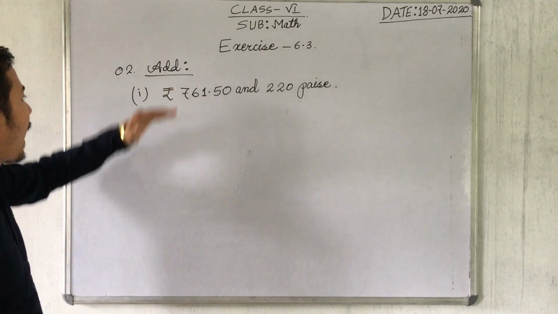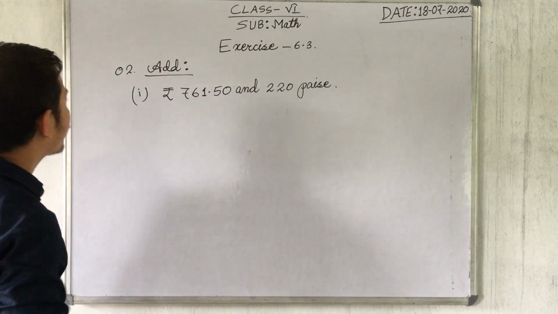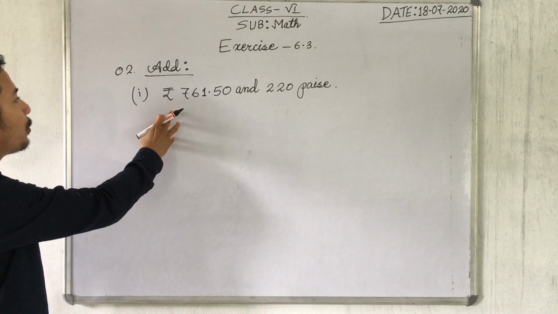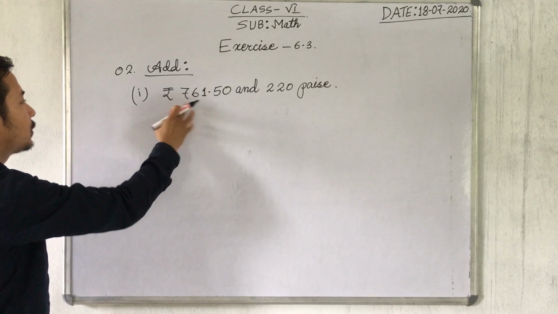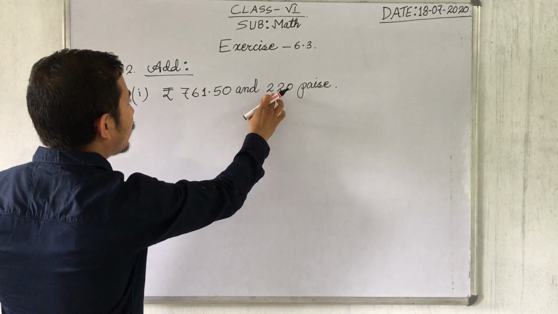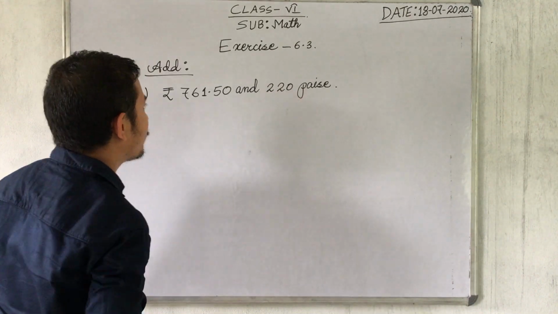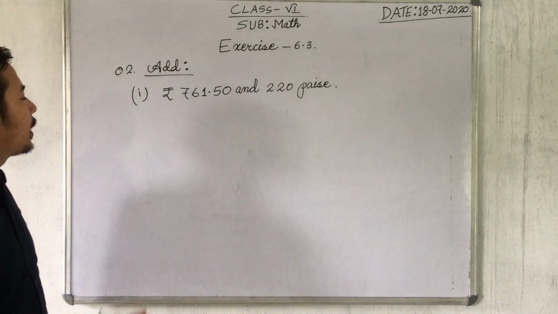Question number 2 also add, but there is a little difference between question number 2 and 1. Okay, in question number 2 rupees and paise are given. So there are rupees 761.50 and 220 paise given here. So you have to add these two. Okay. So look here.